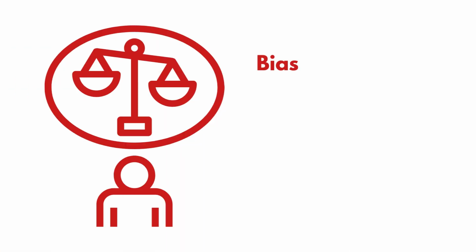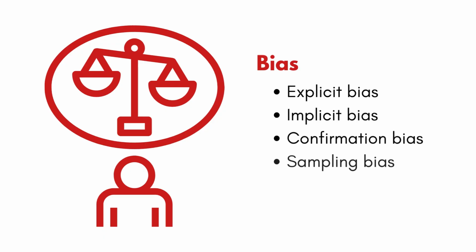Identifying bias can be tricky, especially because it comes in so many forms, including explicit bias, implicit bias, confirmation bias, sampling or selection bias, or conflicts of interest. Let's take a closer look at each of these.